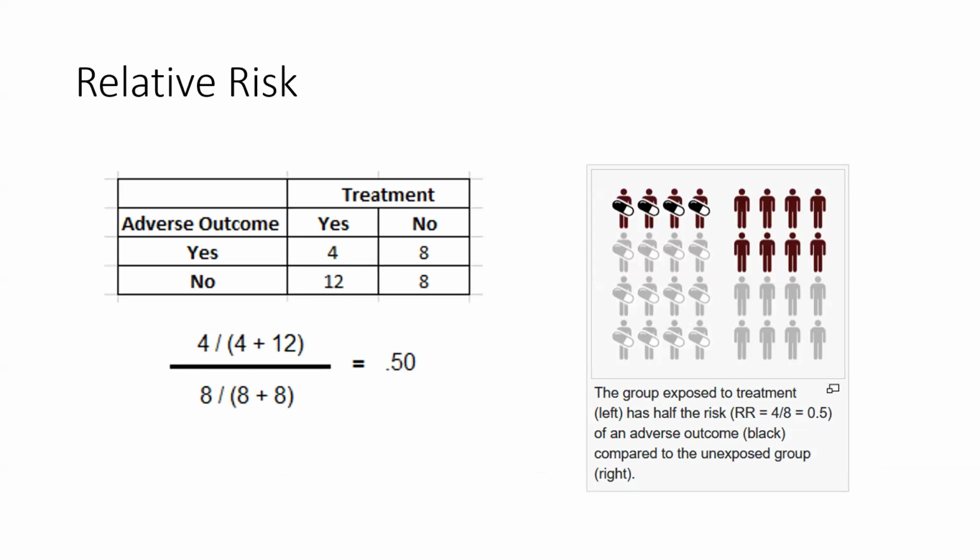So here's an example which was taken from the Wikipedia article on the subject. If you wanted to do more research on your own independently, go ahead and take a look at that article. But here we have a group that received treatment and a group that did not receive treatment, it looks like for some sort of exposure outcome.